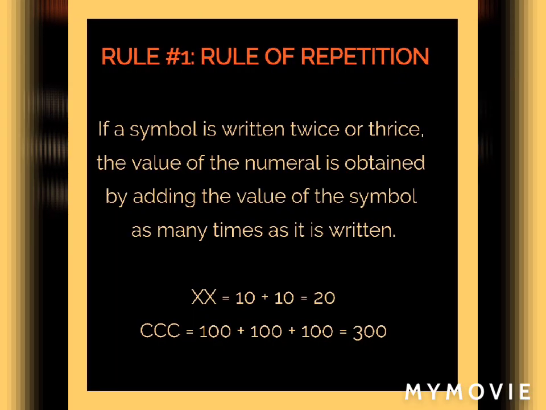So rule number 1 is the rule of repetition. If a symbol is written twice or thrice, the value of the numeral is obtained by adding the value of the symbol as many times as it is written. So for example, XX: X is nothing but 10, so it is written twice means I have to add 10 twice. So 10 plus 10 gives me 20. That's how 20 is represented as XX.